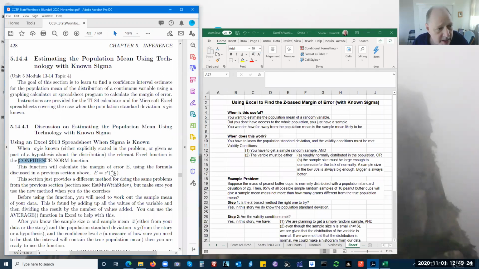So the function is going to be this CONFIDENCE.NORM function in Excel. And what it's finding for us is the margin of error E. We calculated that with this formula here in an earlier section. Oh, and by the way, this is in the OLI textbook, modules 13 and 14. In our workbook for the class this November of 2020, in the current edition of the workbook, this is starting on page 428.